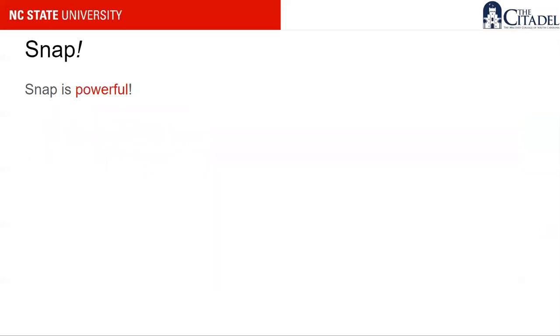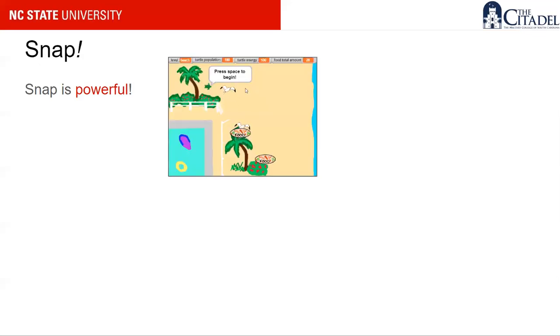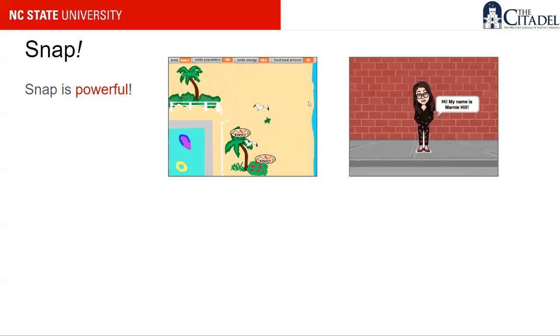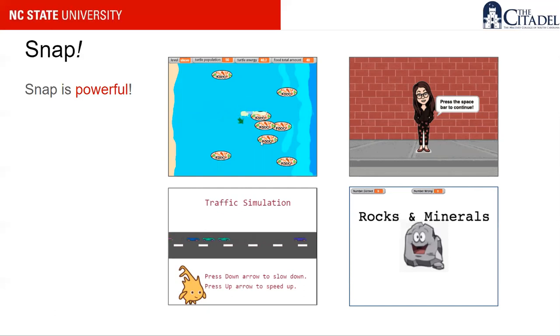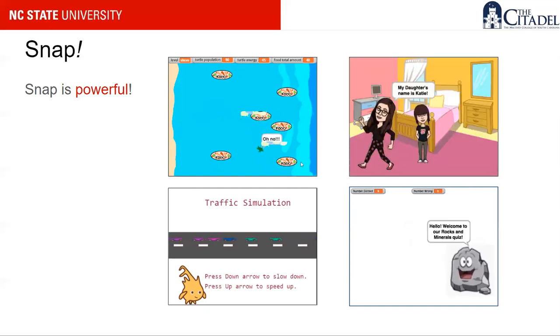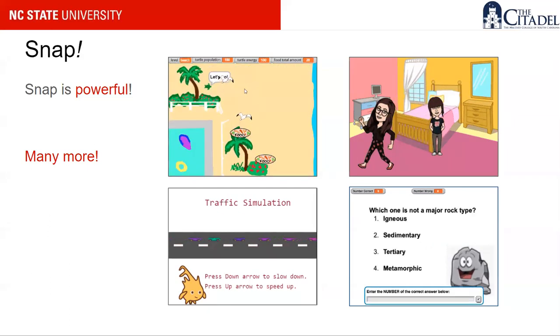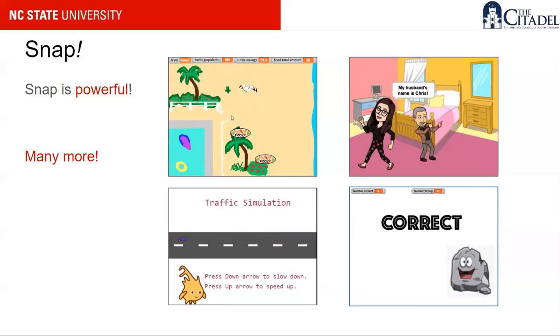Despite having an unconventional look, Snap is a very powerful and expressive programming tool. It has been used to create an exploration game to teach the life cycle of sea turtles, an interactive storyboard to introduce a person or a historical event, a simulation to teach the creation of a phantom traffic jam, and quizzes to assess students' knowledge on a subject. It can also be used to create platformer games and many more different types of projects.